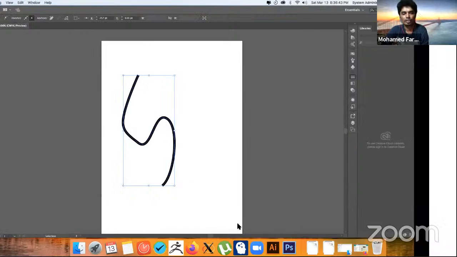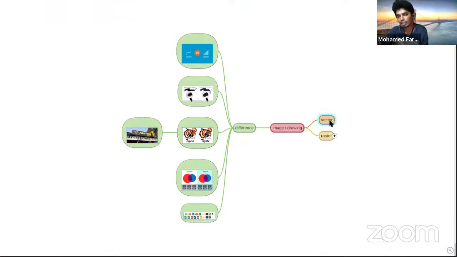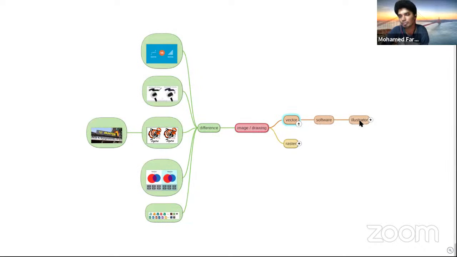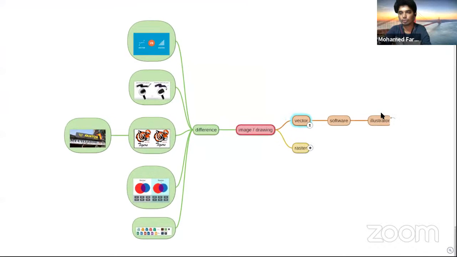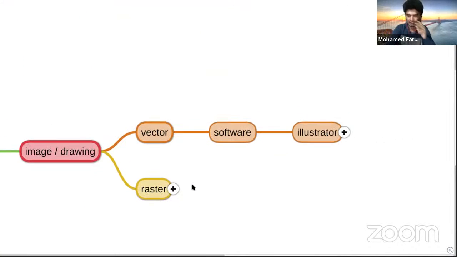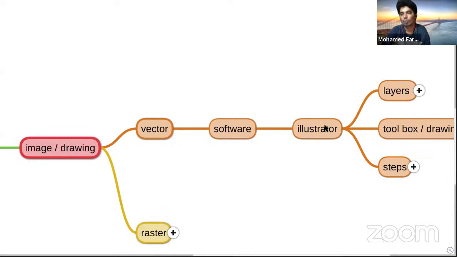So now you identify the difference of vector. Then I'll go for a software. What is the software you will use? The software is nothing but Illustrator. The software you use is Illustrator. And here, what are the things you will see?